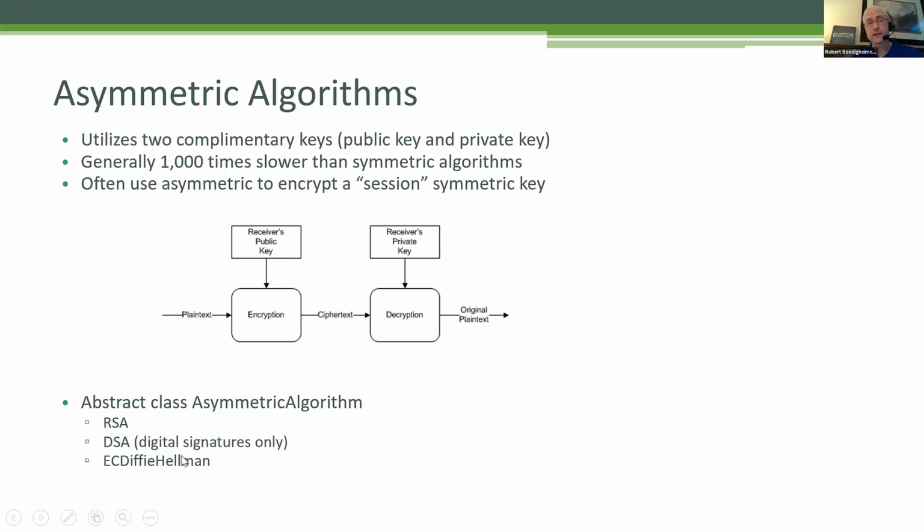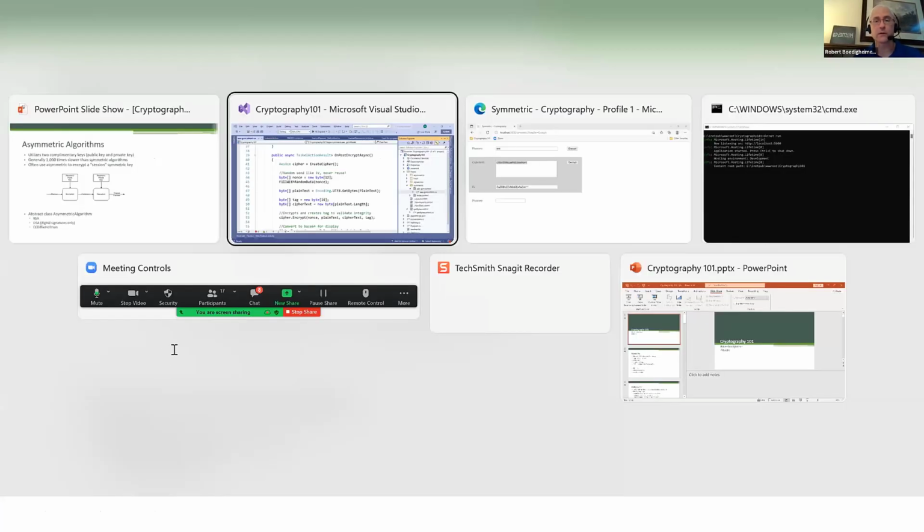There's a number of classes in .NET. I'm going to focus on RSA. The negative of this, again, it makes the key distribution better. The problem is the encryption is limited in how much data it can encrypt, and it's about 1,000 times slower than symmetric. So it's an order of magnitude slower is the negative.